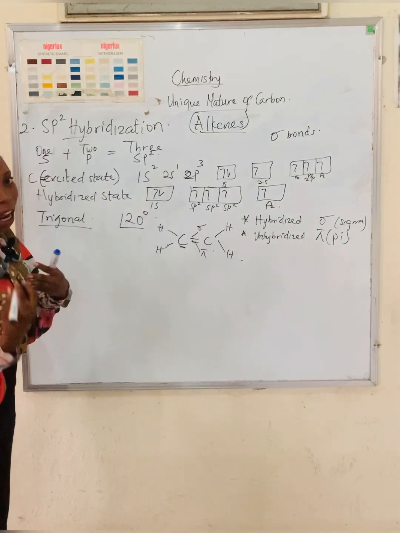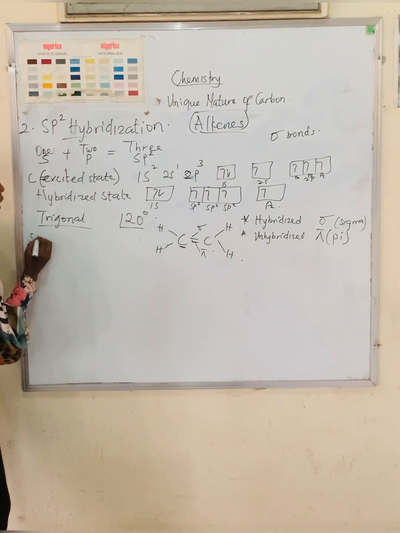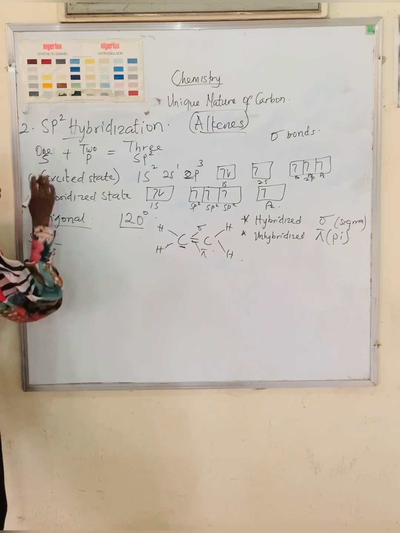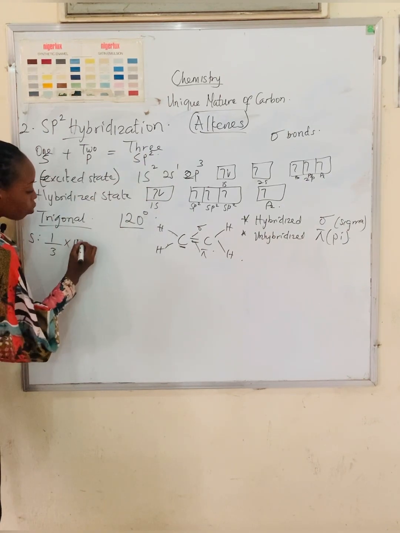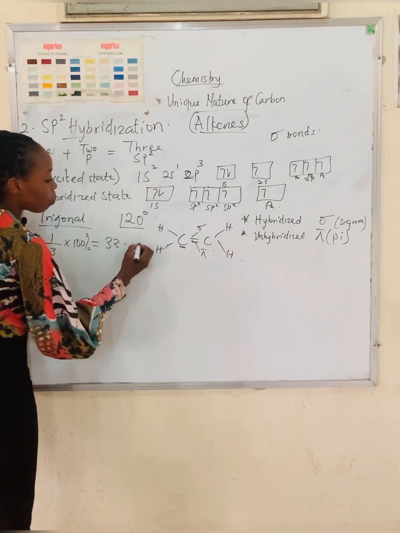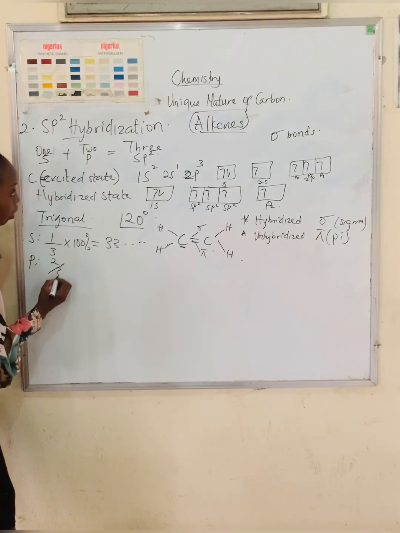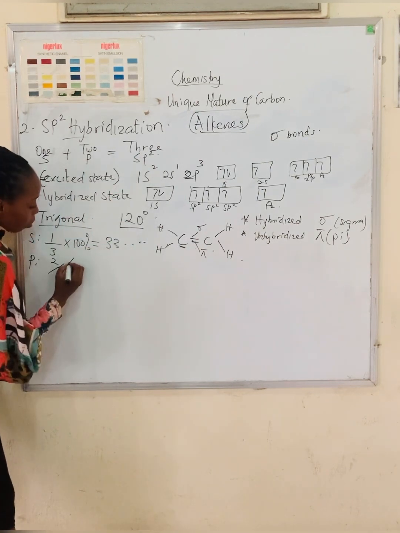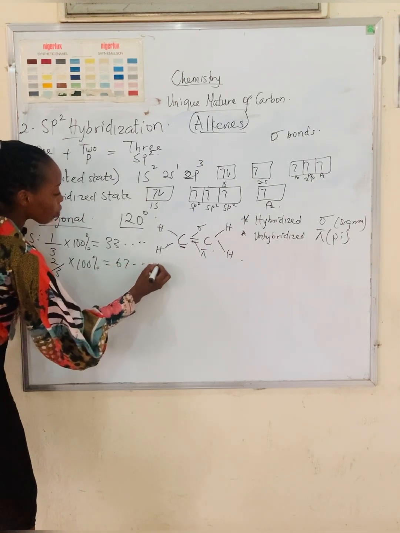So the percentage character now. In this case for S, it will be 1/3 since we have 1 S and we are forming 3 orbitals. 1/3 multiplied by 100, and that should give us something around 33%. So for P, it is 2/3. We have 2/3 multiplied by 100%, so that should give us around 67%.